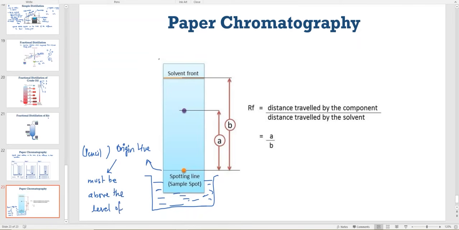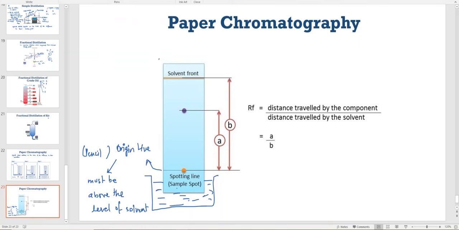Must be above the level of solvent. Why? Because if you dip it inside the spot, you cannot see the separation. You can never see the separation over here. Okay, so what will happen? Once you dip it, this solvent will try to climb up. By capillary action, you would already know that if you dip a paper inside a glass full of water, you will see that water climbing up the level itself, because it has that climbing ability that we call capillary action.